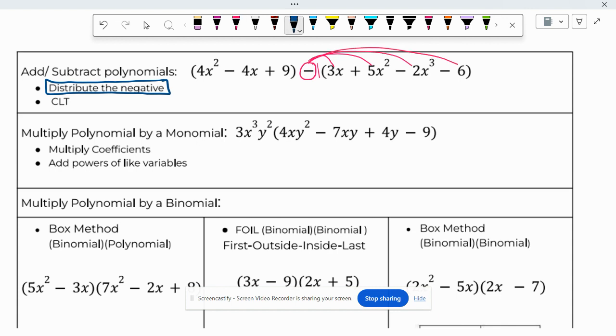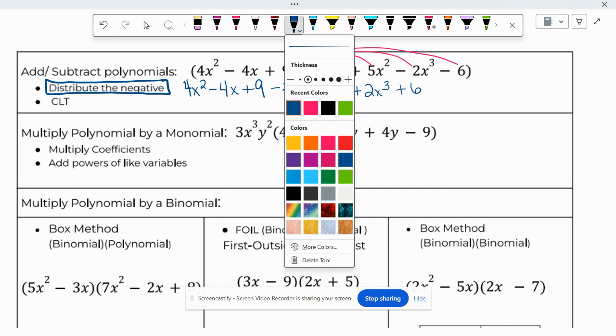So the first polynomial doesn't change. 4x squared minus 4x plus 9. But the second polynomial becomes, let's see, negative times 3x is negative 3x. A negative times a positive 5x squared gives me a negative 5x squared. A negative times a negative 2x cubed gives me a positive 2x cubed. And a negative times a negative 6 gives me a positive 6.